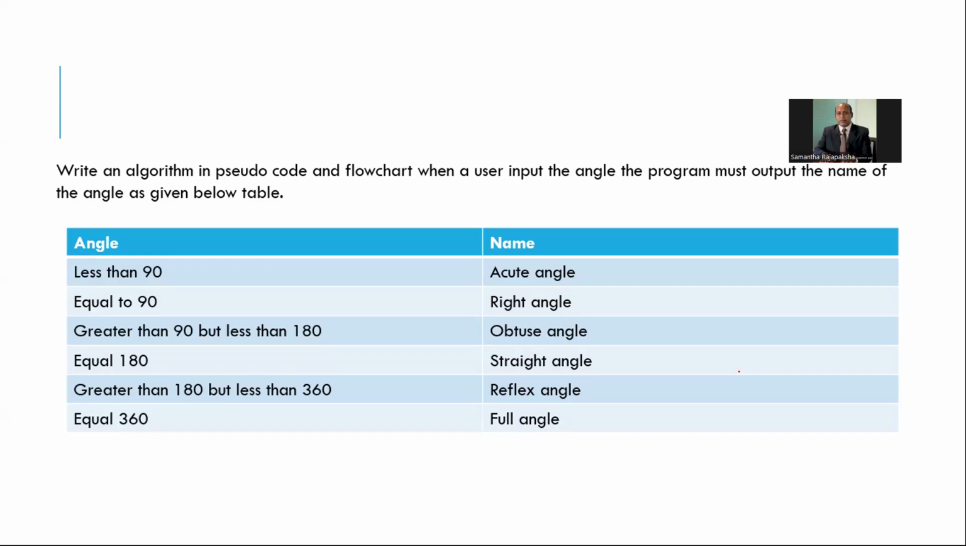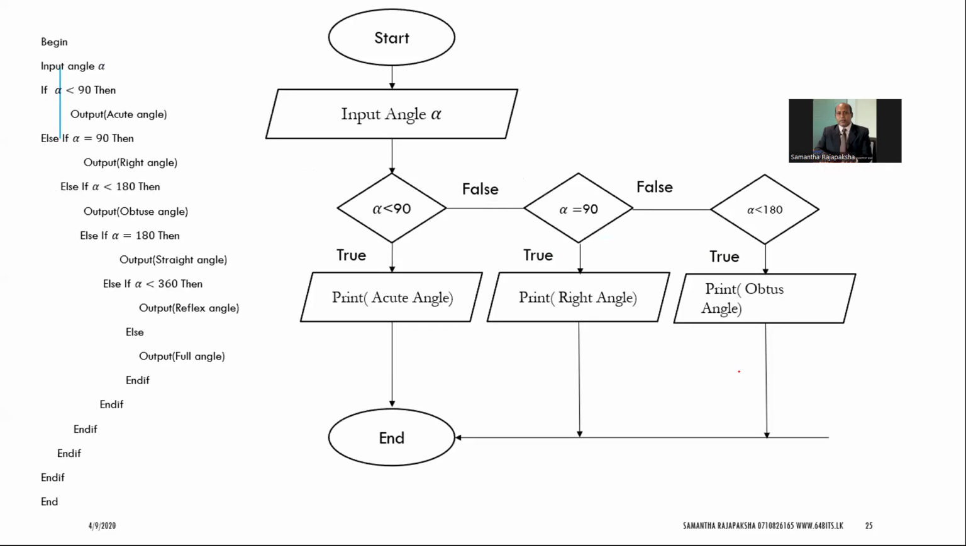If it is equal to 180, we can say straight angle. If it is between 180 and 360, we call it a reflex angle. If it is more than 360, we call it a full angle. So once the angle is input, we want to check these conditions and then output the corresponding name. This can be done easily, either starting from the bottom or starting from the top. Then you can easily write the conditions as given here.